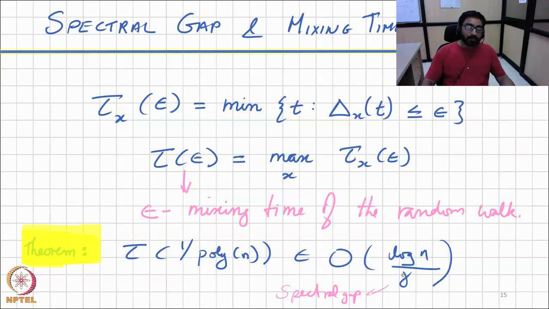And notice that for expanders, this spectral gap is a constant bounded away from 0, which means that this right-hand side is simply just O of log n. So what that means is, for an expander graph, if you start a random walk at any location and allow that random walk to walk for O of log n time steps, the distribution of that random walk is going to be polynomially close to the stationary distribution. So this is a very powerful property of expander graphs.